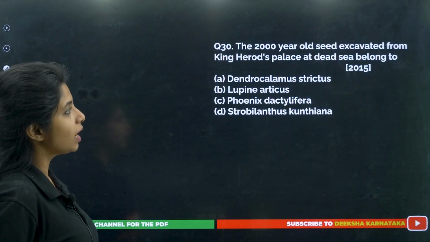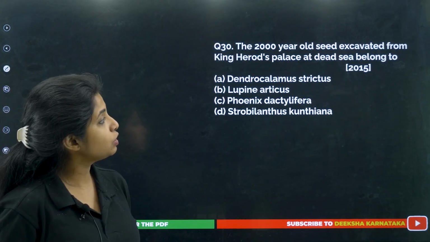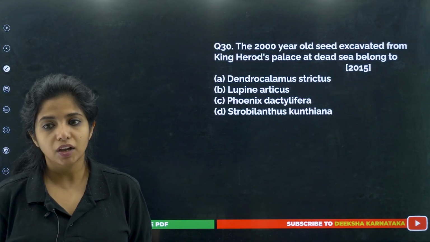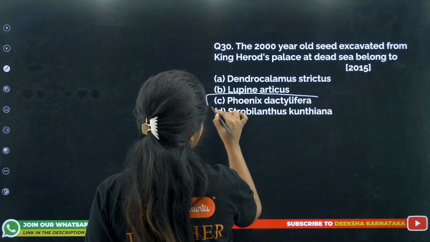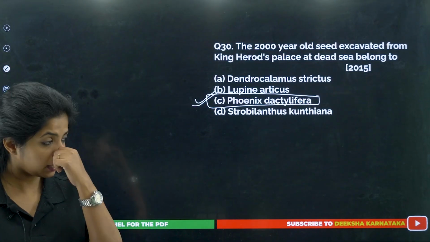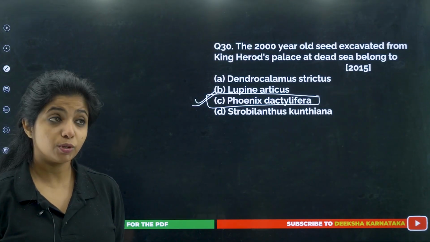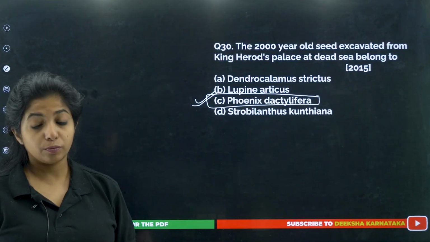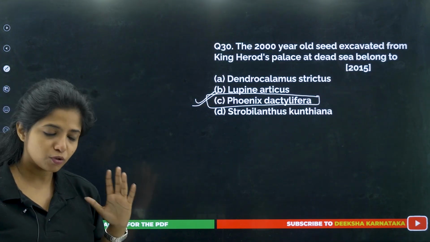Next thing, the last question. The 2000-year-old seed excavated from King Herod's palace at Dead Sea belonged to what? I already told you it is Phoenix dactylifera. If it was 10,000 years and it was in the Arctic region, it is Lupinus arcticus. Okay, 10,000 is more than 2,000 actually. So that question can also come anytime, so be prepared for that.